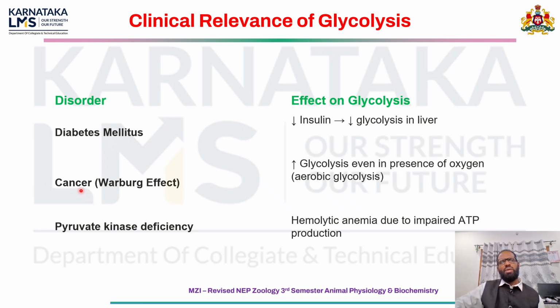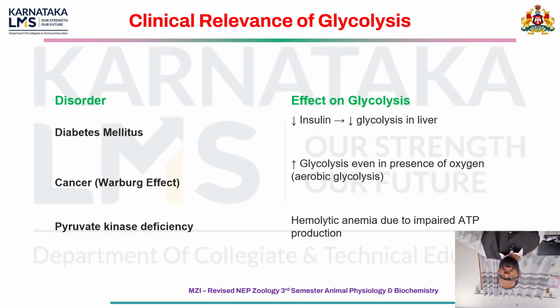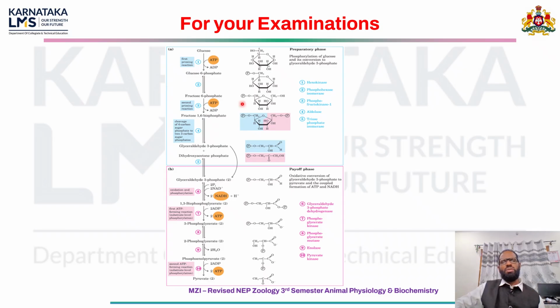In the Warburg effect, what will happen? Even in the presence of oxygen, the cells will prefer glycolysis. They never go for oxidative phosphorylation. That is called the Warburg effect, and it is very common in malignant cells. The third one is pyruvate kinase deficiency. The effect is a hemolytic anemia due to impaired ATP production. And this is the overall cycle.